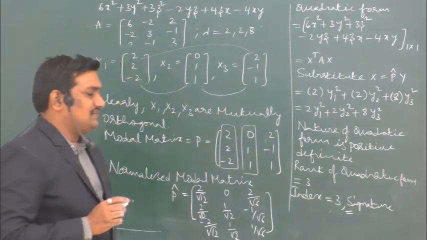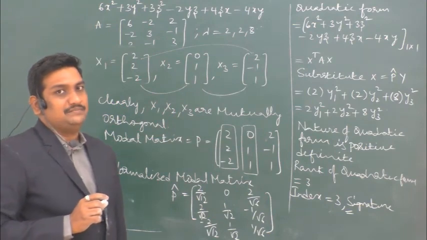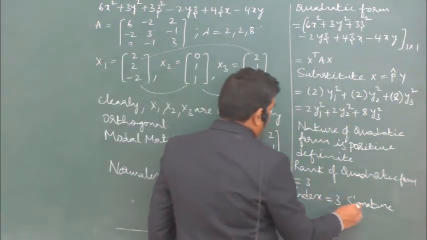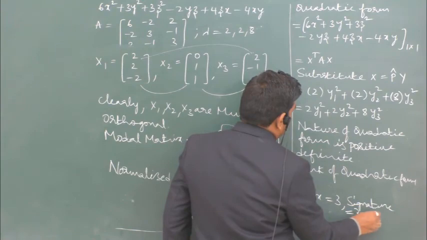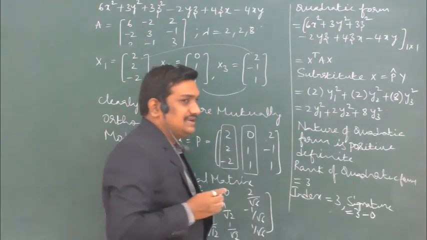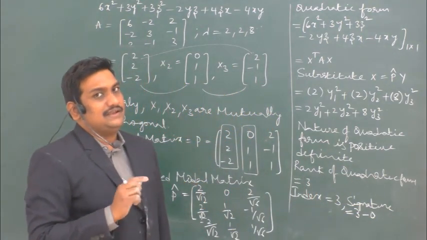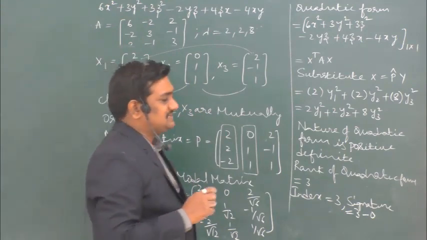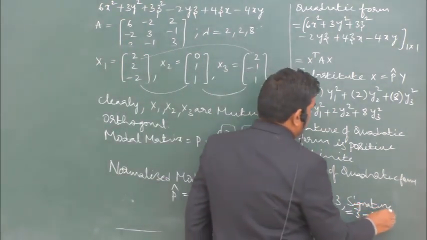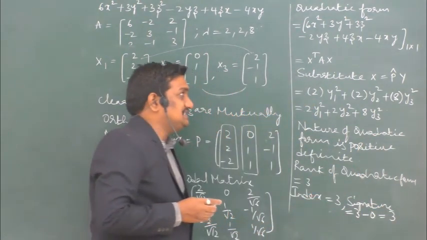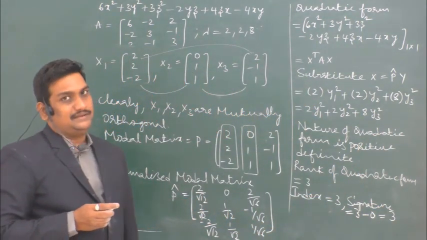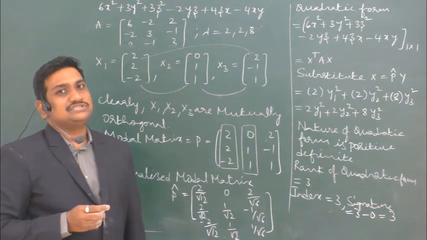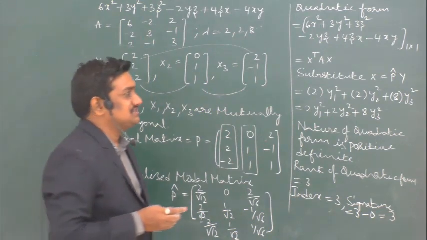Then you need the signature. Signature is the difference between the number of positive terms and the number of negative terms. The number of positive terms in the canonical form is 3, the number of negative terms is 0, the difference is 3, hence the signature is 3.